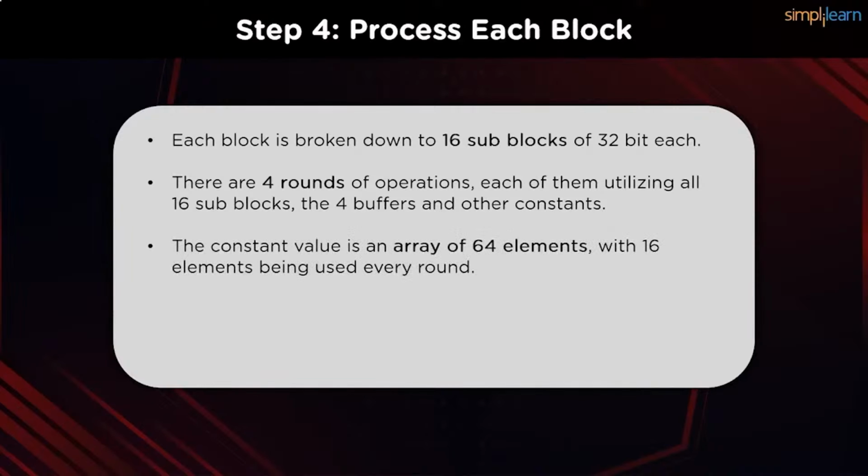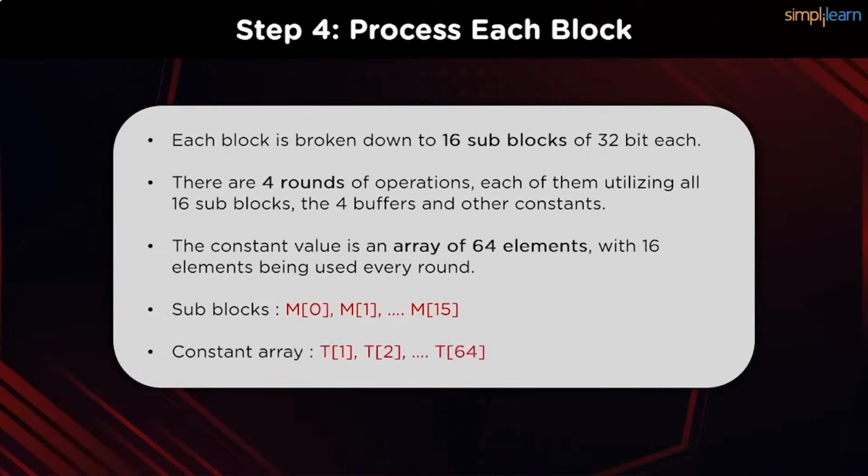The constant values are stored in a random array of 64 elements. Since each 32-bit subblock is run 4 times, 16 such subblocks equal 64 constant values needed for a single block iteration. The subblocks can be denoted by the alphabet M, and the constant values are denoted by the alphabet T.